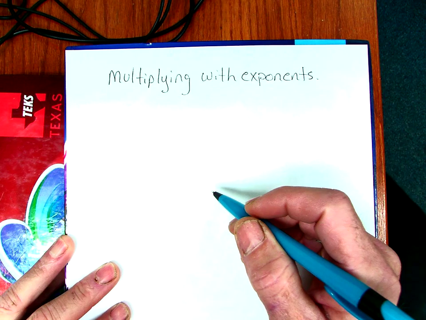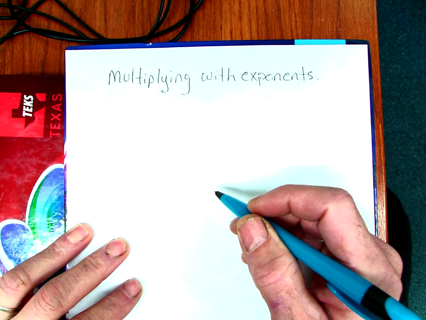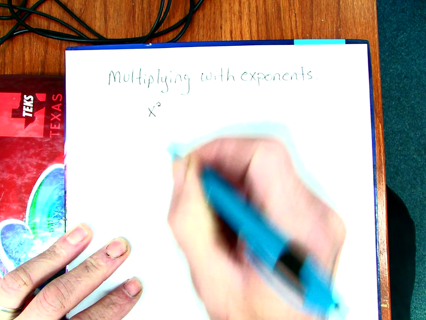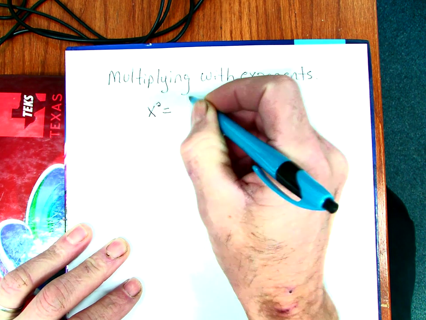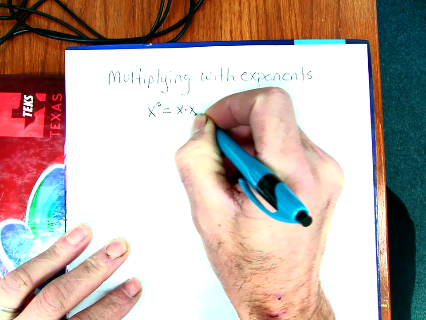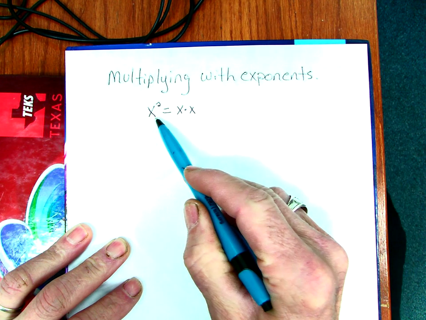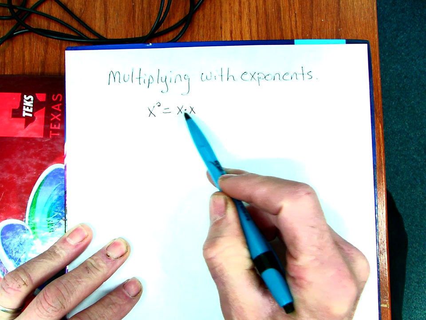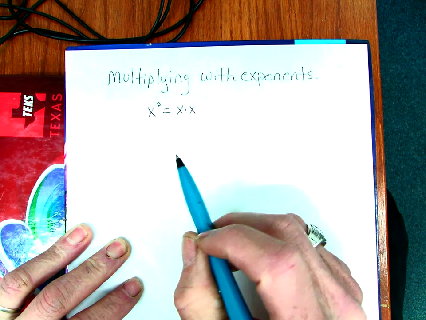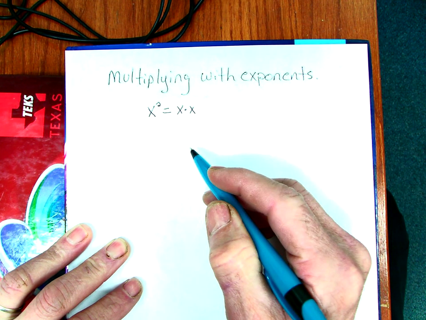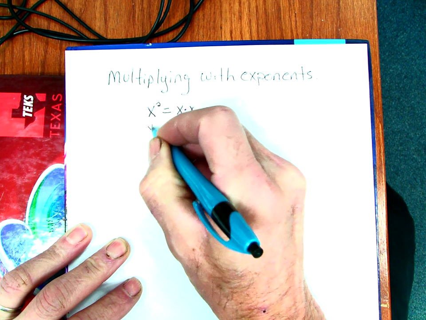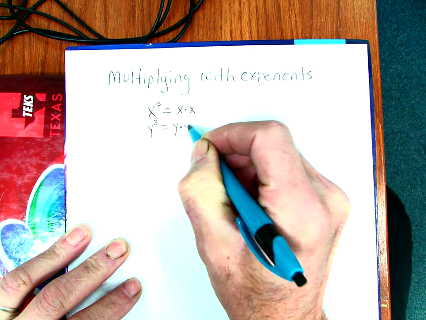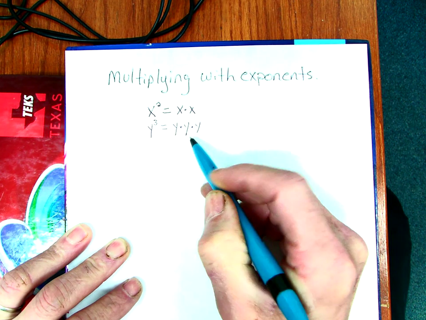With multiplication, that changes. But first, let's go back and talk about what this means. X to the second power means x times x. The base is x, and you're going to take that base and multiply it by itself, with 2 of the bases. X times x equals x squared. Y to the third power would be y times y times y.